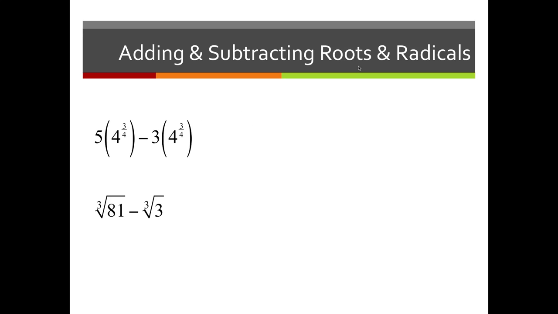All right, now what do we do with something like this? We've got 5 times 4 to the 3/4 power minus 3 times 4 to the 3/4 power. And what you need to realize here is that both terms have 4 to the 3/4. And if you think about actually factoring that out, then the 5 minus 3 would leave you with 2.